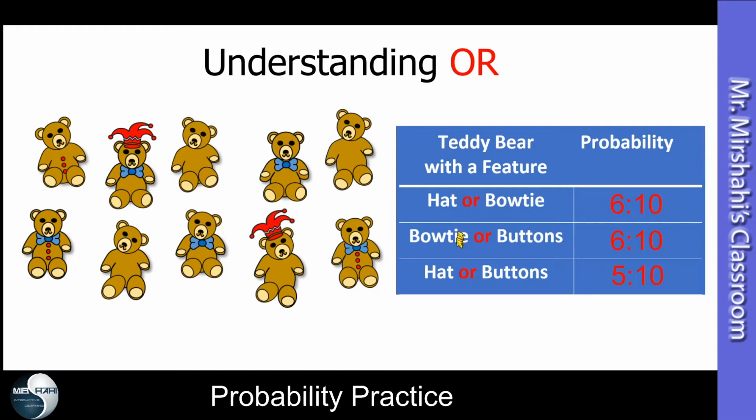Okay, bow tie or buttons. Let's see, bow tie or buttons. Yes, yes, yes, bow tie. Yes, this one has both. Yes, and yes. That's 6 again. So if you count them, 1, 2, 3, 4, 5, 6. We're counting the ones with buttons or bow ties.